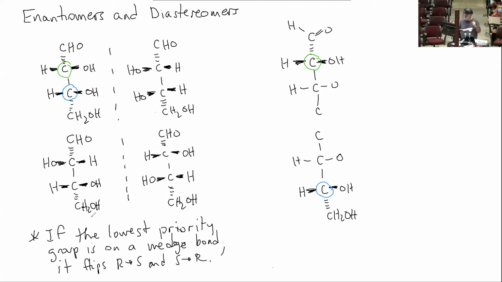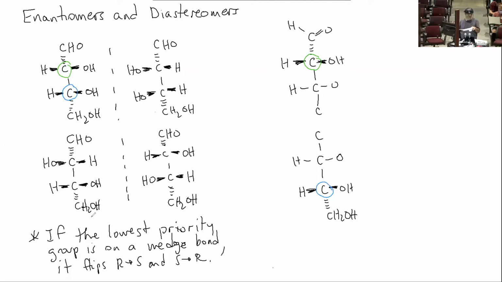I do not recommend trying to find one. I mean, I want you guys to be curious, but I've been over it a number of times and I have to date failed to find one. If there's one that works, fantastic. I just don't believe that there is. So when the lowest priority group is on a straight line bond, you have to redraw the molecule.